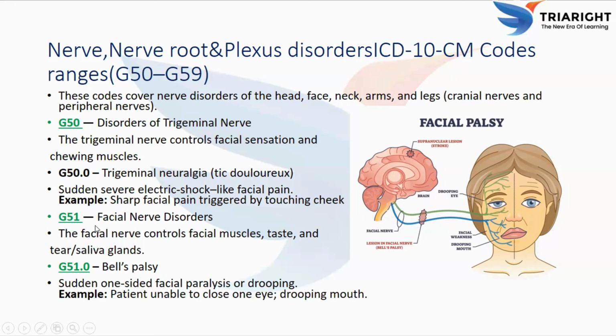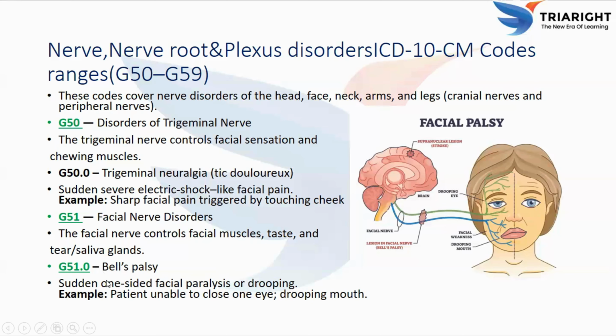So G51. G51 is assigned whenever a patient is diagnosed with a facial nerve disorder. So what is the facial nerve? It controls facial expressions like smiling and blinking. It also controls the taste on the front of the tongue, tears and also the salivary glands. So G51 is coded for facial nerve disorders.